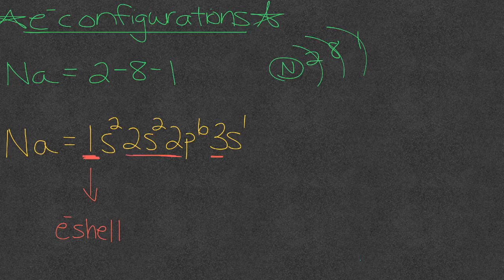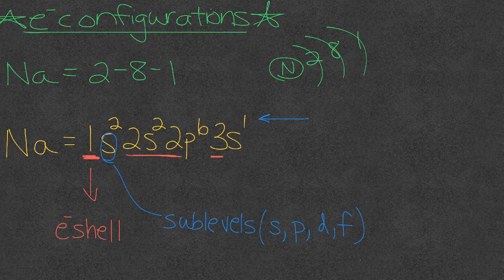Then we have these letters. The letters represent the sublevels. These sublevels are given by the letters S, P, D, and F. And we talked about those in the previous video about their shapes a little bit. Then our superscript gives us the number of electrons present in that sublevel.